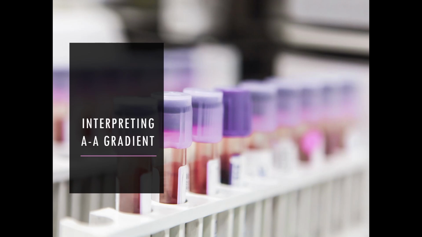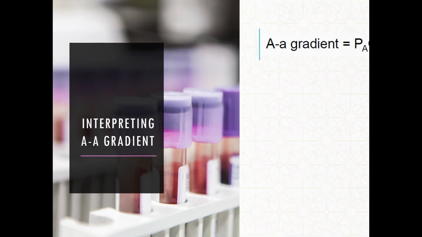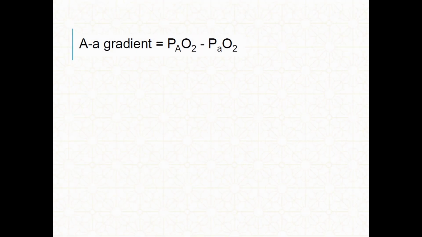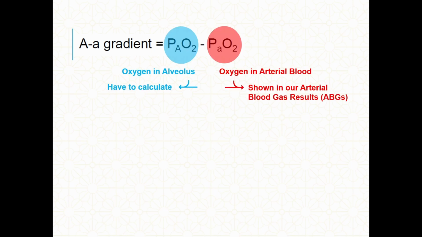Alrighty gang, we have the dreaded AA gradient. Now, trust me, it's not as complicated as it seems. So let's just step through our AA gradient nice and slow. What it's really looking at is the difference between the amount of oxygen that was available in our alveolus and how much of that actually made it through to our arterial blood.